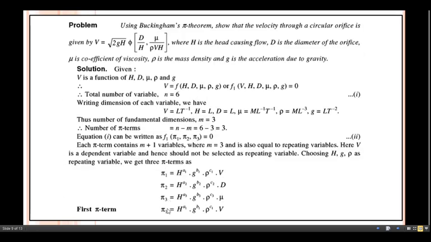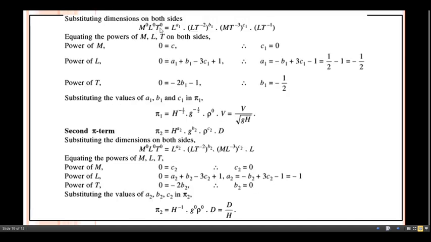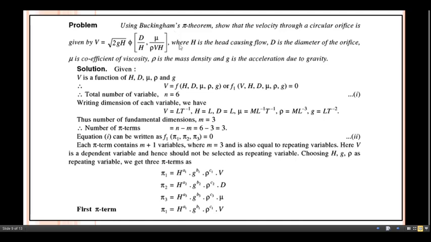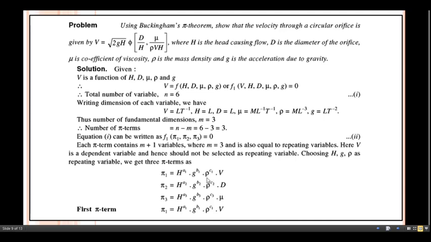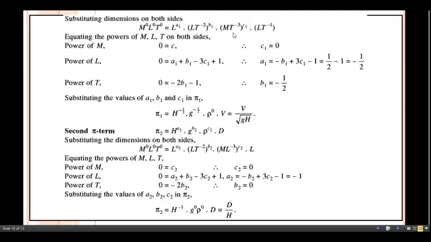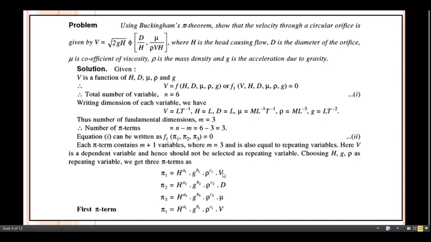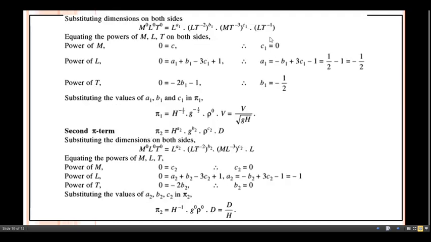On the left side, we have m raised to 0, t raised to 0, and l raised to 0. And on the right side, you put the dimensions of every term. With respect to the first pi term, what are the dimensions of h? L. What are the dimensions of g? That is l into t raised to minus 2, raised to b1. Then what's the next term? The next term is rho. What are the dimensions of rho? M into t raised to minus 3, raised to c1. What are the dimensions of velocity? L into t raised to minus 1.